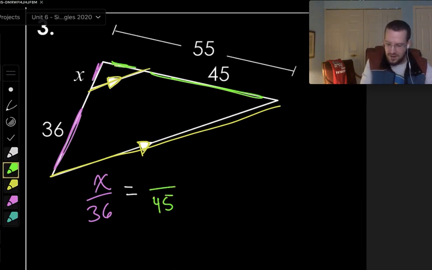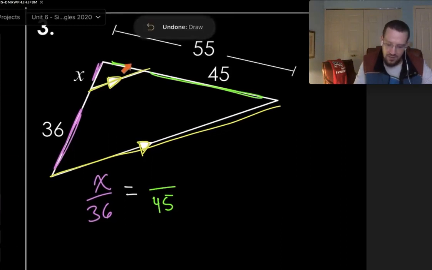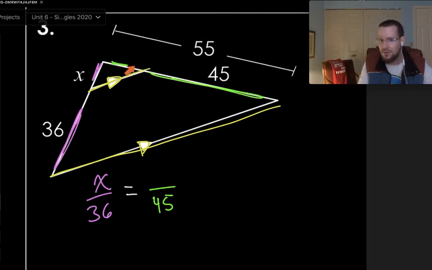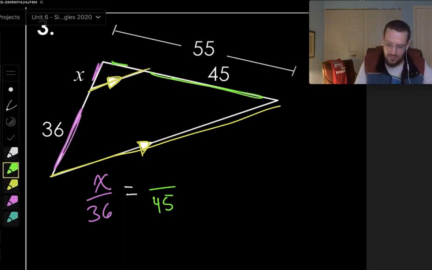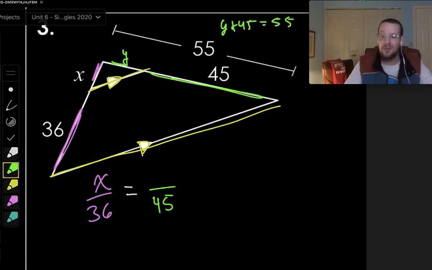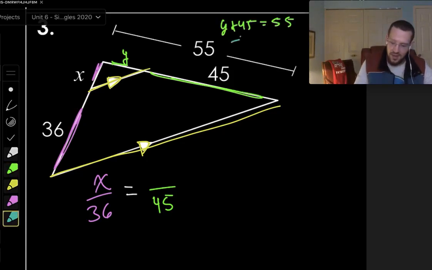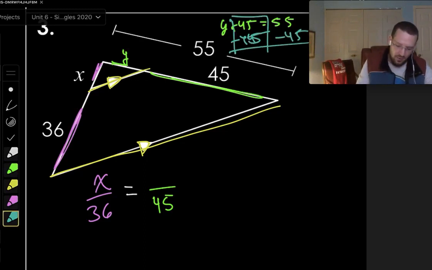Now, the thing here that we'd have to find is that notice that we have two segments here that make up a whole segment. We're told that the whole thing is 55. This little piece is unknown, and this piece is 45. And so let's just call this unknown piece y. So we have y plus 45 is equal to 55. And of course, we all know that number is 10. But it's very simple to just set up an equation and then solve for our missing variable. So we know that this missing side was 10.